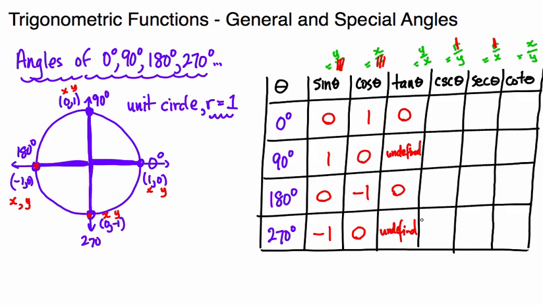Now, let's take a look at the reciprocals. The reciprocal of 0 is 1 over 0. So that means that this one now becomes undefined. And same with this one, and this one, and this one.